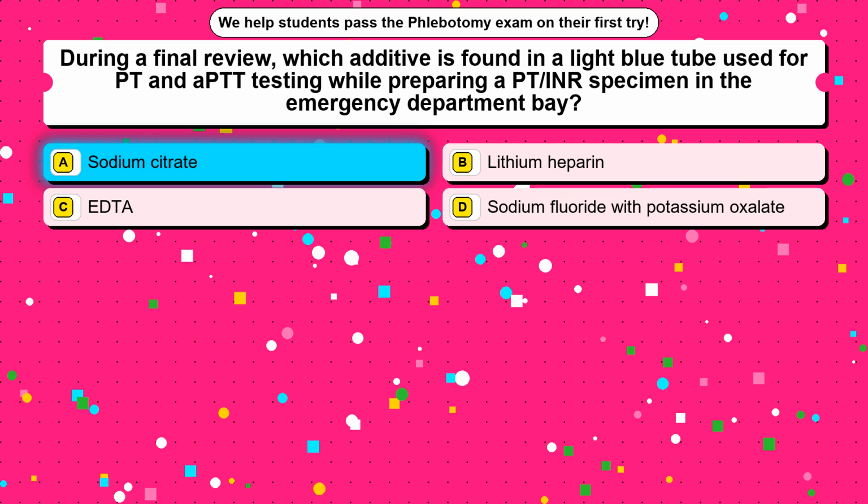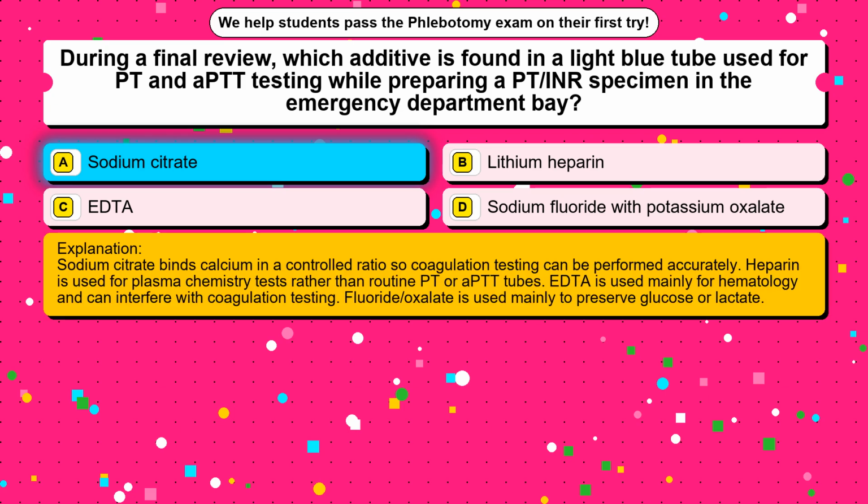Sodium citrate. Sodium citrate binds calcium in a controlled ratio so coagulation testing can be performed accurately. Heparin is used for plasma chemistry tests rather than routine PT or APTT tubes. EDTA is used mainly for hematology and can interfere with coagulation testing. Fluoride/oxalate is used mainly to preserve glucose or lactate.